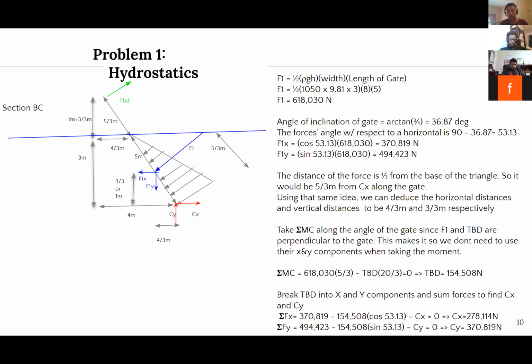And this is because we need to break the pressure force into its X and Y components. Okay. So the angle of inclination of the gate can be found using arctan of 3/4, opposite over adjacent. And from that, we're going to have to do 90 minus that, because the angle on which this force acts is equal to 90 minus the angle of inclination. It's opposite, okay? So once we find that, we do 90 minus 36.87. We can find our F1x and our F1y using cosine and sine respectively, okay?